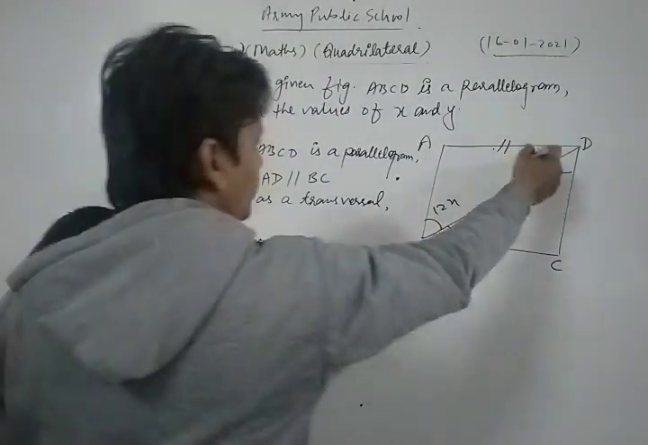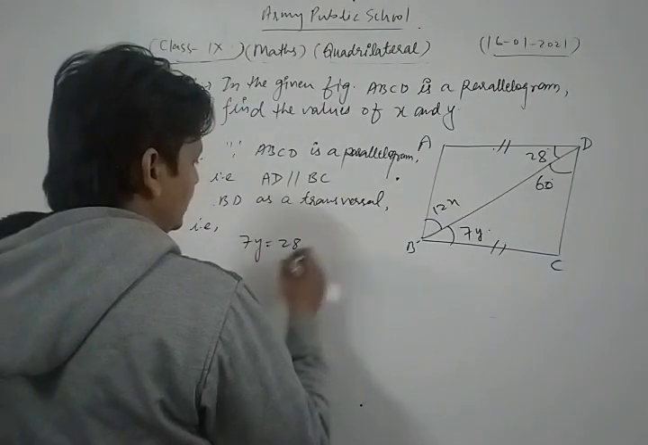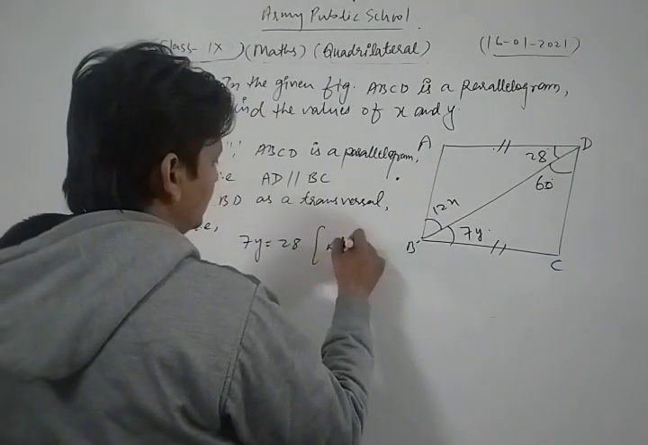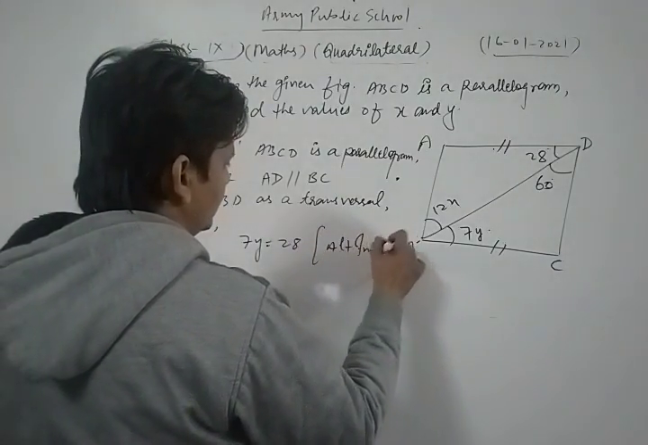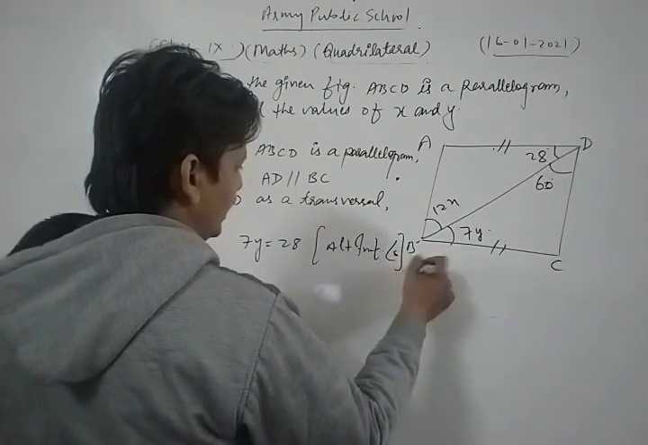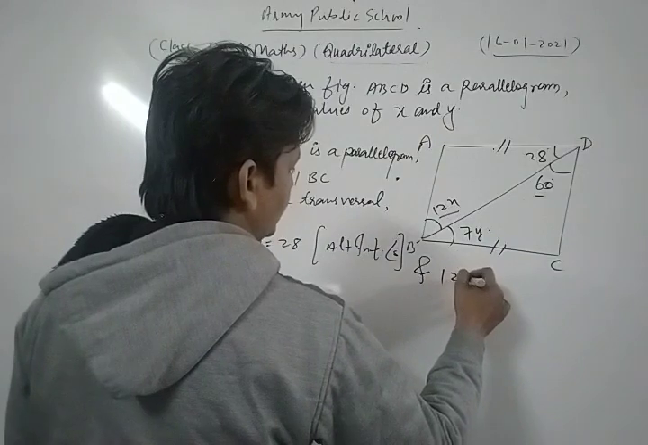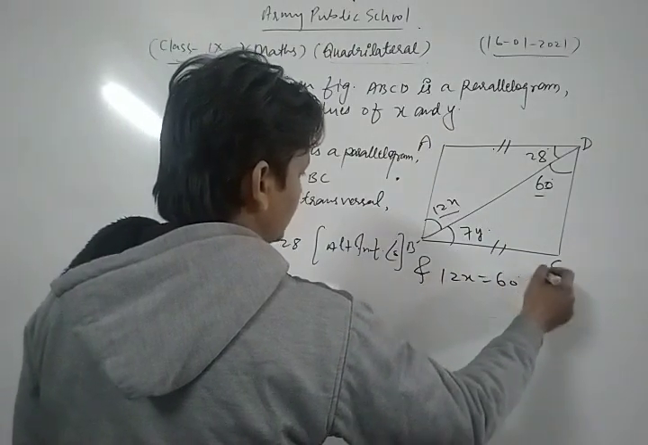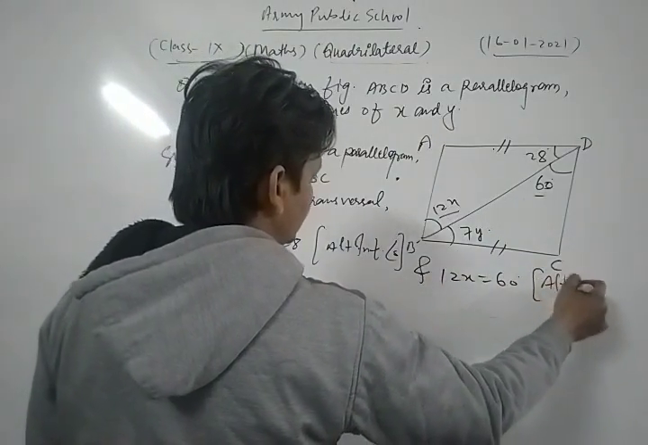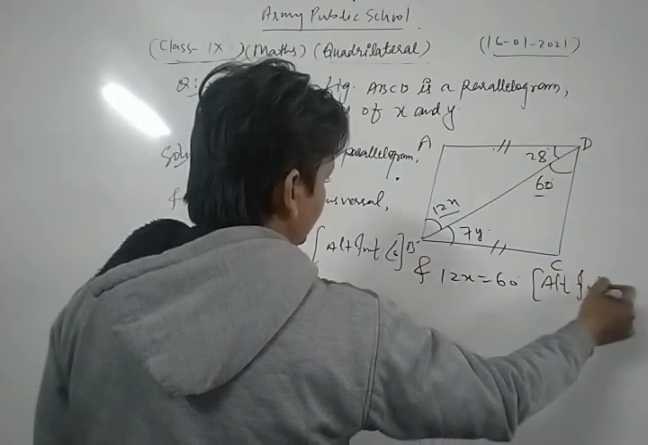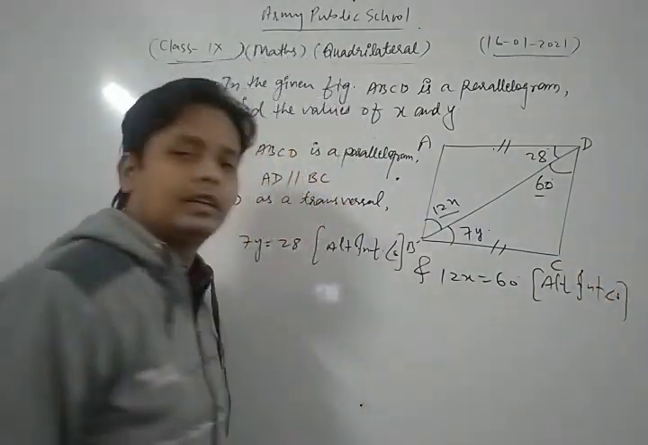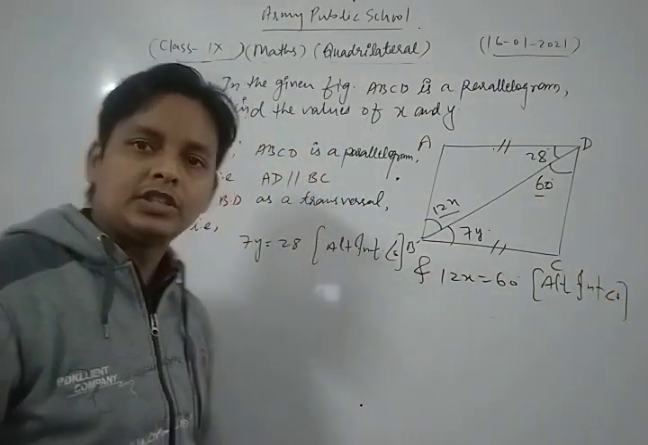Then 7y is equal to 128 degrees, because these are the alternate interior angles, as well as 12x is equal to 60. These are also alternate interior angles, and you know that the alternate interior angles are equal to each other.